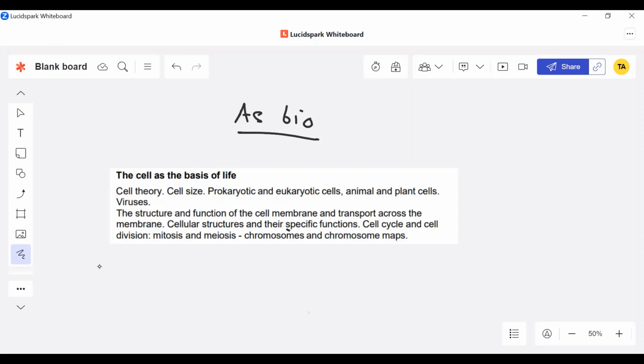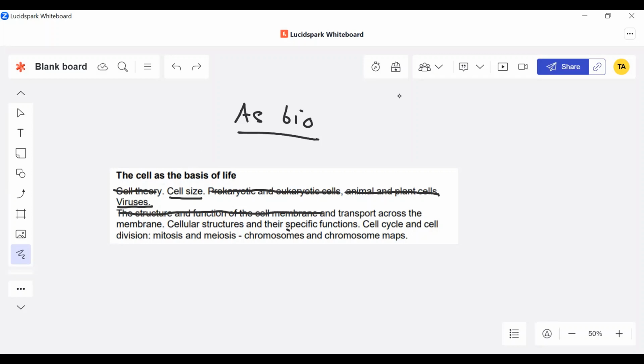So I did cell theory, right? Cell theory was where I explained that cells were made up of organelles. And then I didn't do cell size, which I'll do today, but we did prokaryote and eukaryotic cell. We also did animal and plant cell. We didn't do viruses as well. Now, I also did the structure and function of the cell membrane, but from here onwards, we stopped. So all of this we'll do in the coming days.